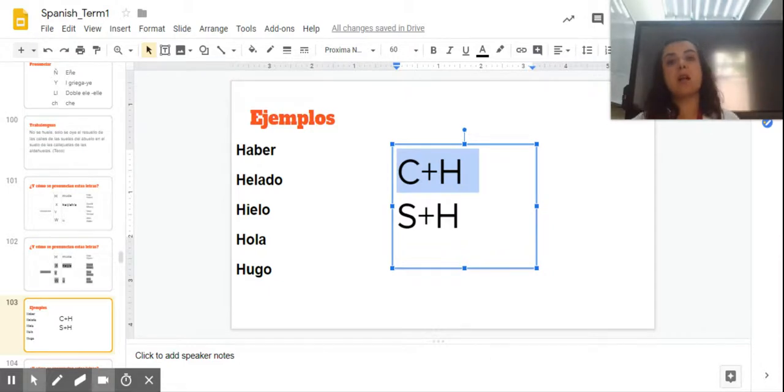So remember, haber, helado, hielo, hola. So just don't pronounce it. It's mute, which is a little bit confusing because then with the J, you pronounce it as an H in English, and I understand why it could be confusing. But just remember that H in Spanish, mute. Let's go with the next one.